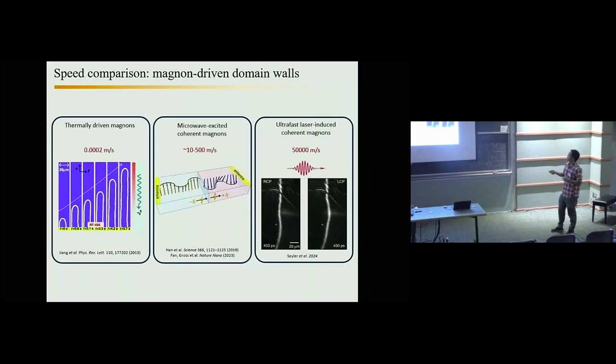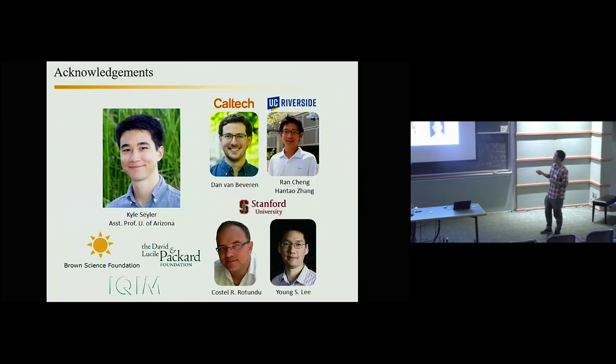And as a comparison to several other magnon-driven domain wall mechanisms, including thermal magnons and coherent magnon-induced spin transfer torque, our mechanism actually gives you very, very fast domain wall motion. Okay, thank you to these people, and especially a shout out to Kyle, who's the one leading all of this effort.